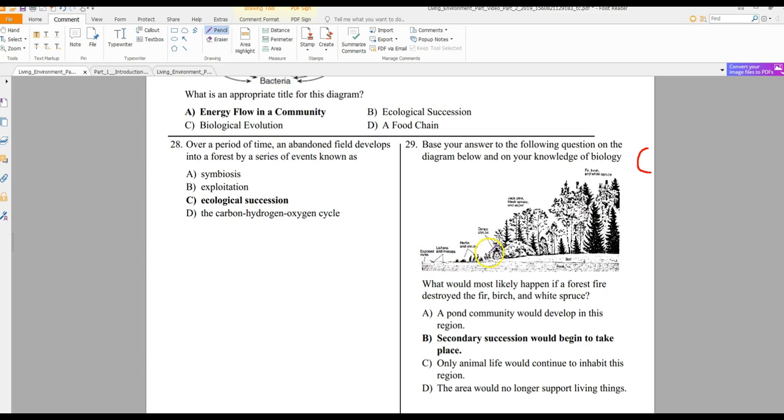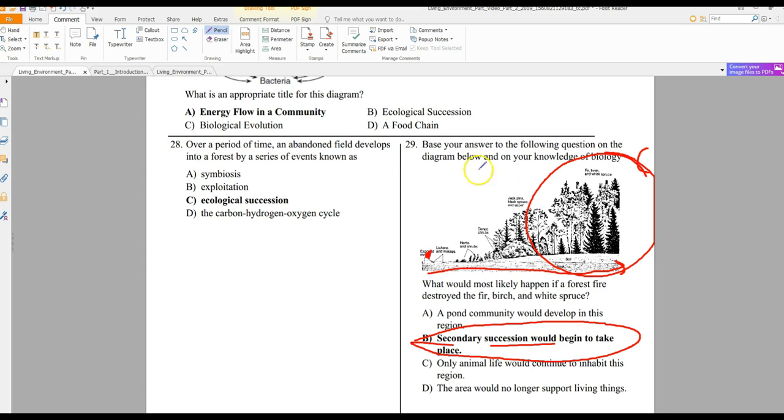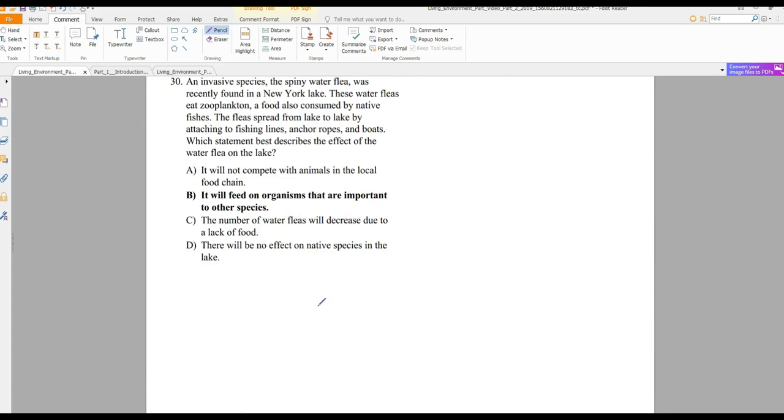The seeds, they make it somehow, if it's through dispersion, wind, weather, you know, tornadoes, hurricanes, bird poop, whatever the case may be, the seeds make it here, and after many years, you get a lush forest. This is called ecological succession, or just succession. Over a period of time, an abandoned field develops into a forest. Ecological succession. That is it. That's all you need to know. Next.